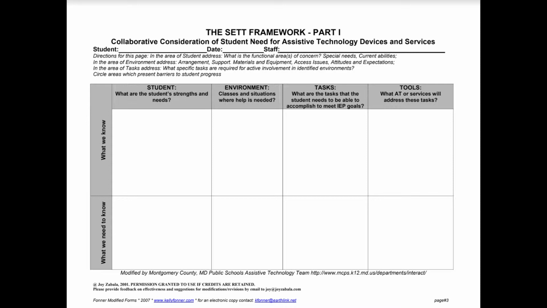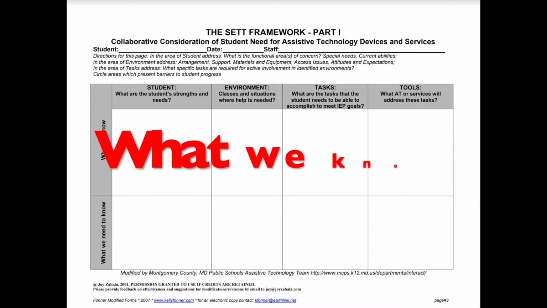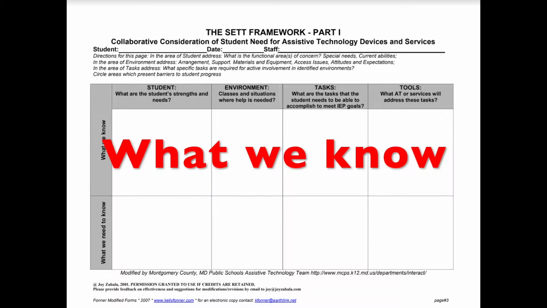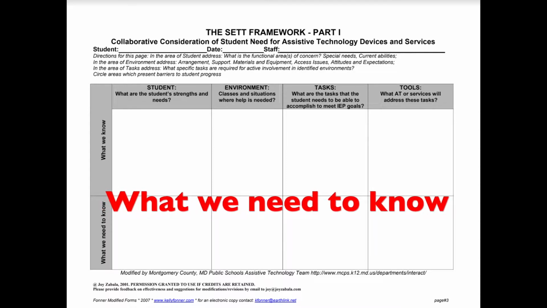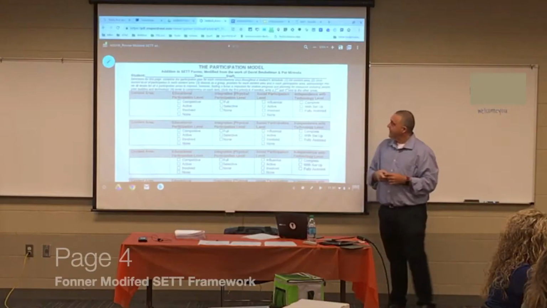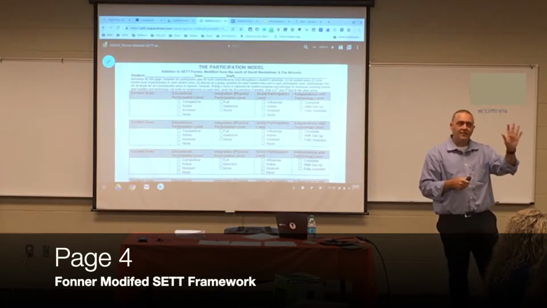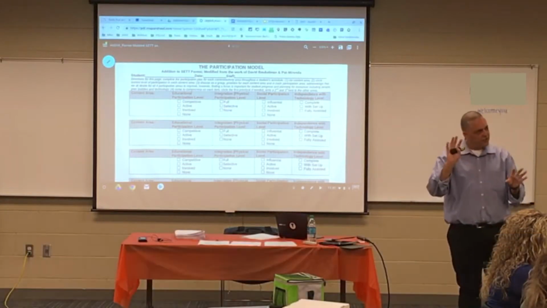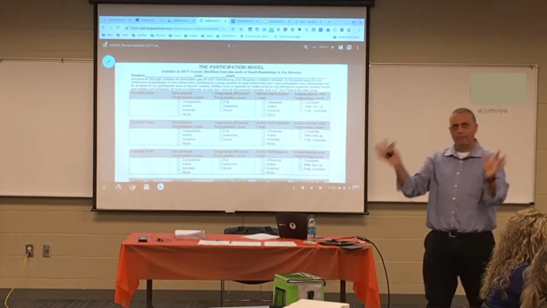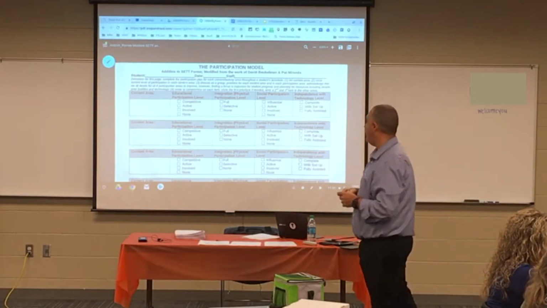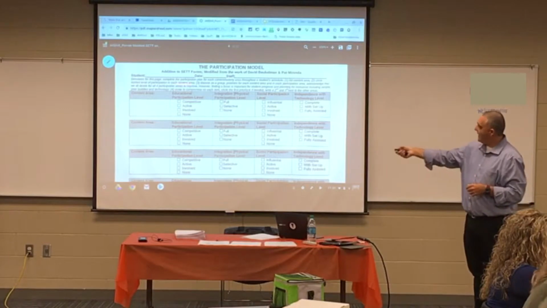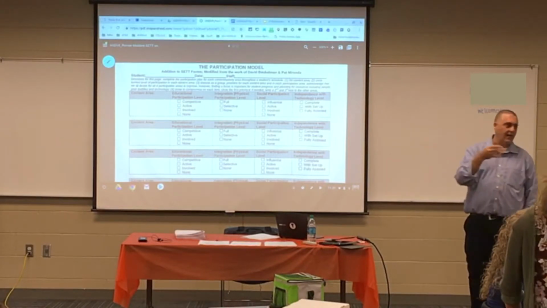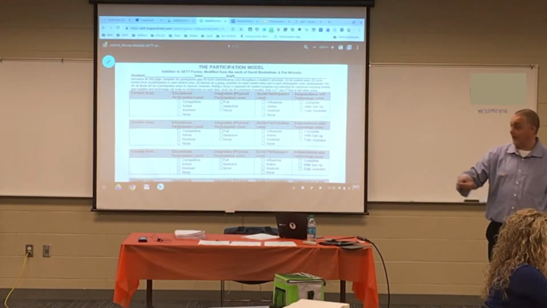But she's also divided each column in half. The top is what we know about the student. So tell me the things you know about them. But the bottom half of that column is what we need to know. This is taking the participation model, which is traditionally an AAC kind of support and model that people use for seeing how effective a communicator might be. But I think it's really interesting in the context of the SETT, how this fits nicely.